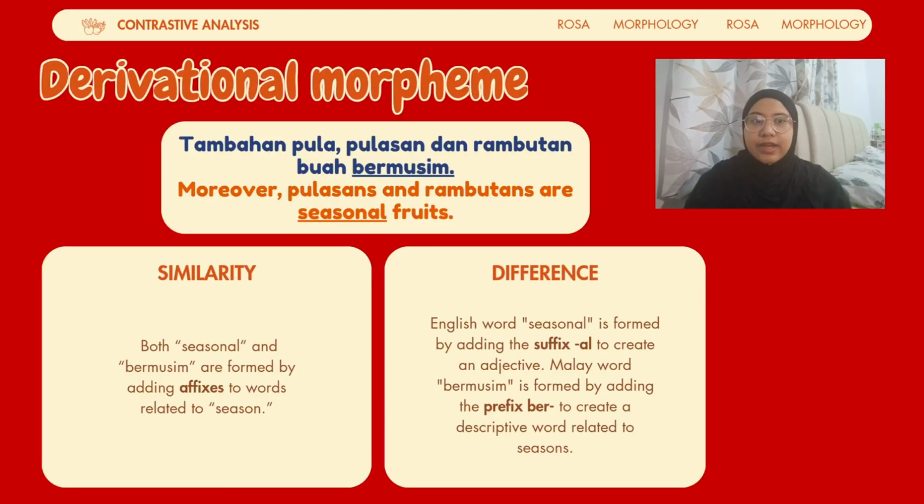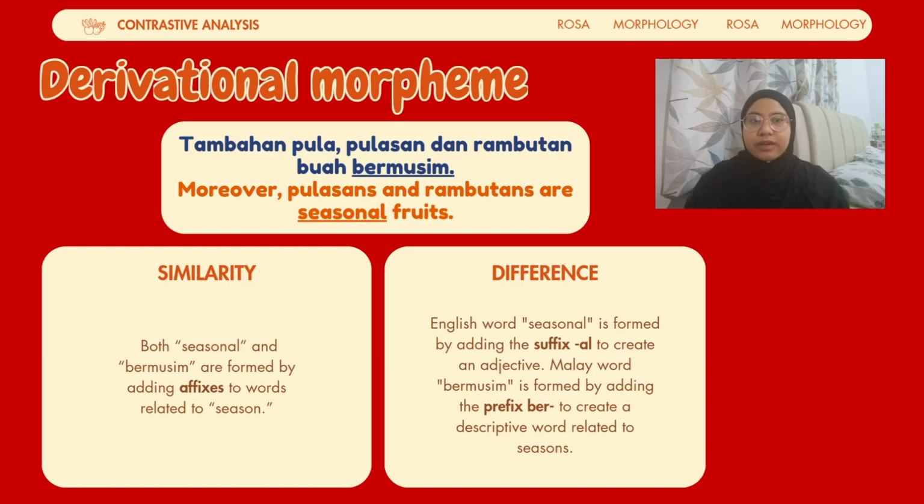Lastly, under morphology, we analyze derivational morpheme. So the sentence chosen is "Tambahan pula, pulasan dan rambutan buah bermusim." Moreover, pulasans and rambutans are seasonal fruits. So the example in Malay is bermusim, while the English translation is seasonal.